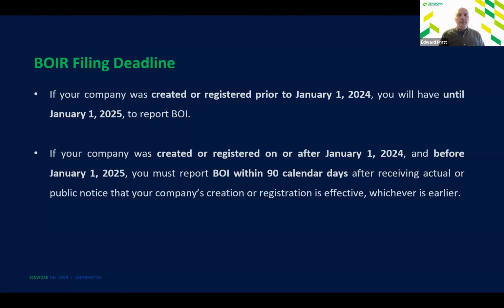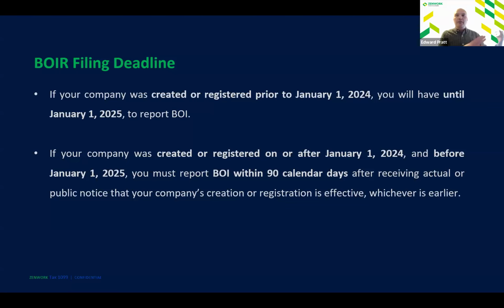So before January 1st, 2025, I need to report any business that was created and registered prior to January 1st of 2024. Going into this year, starting in January 1st of 2024, if I've registered a business this year, then I have 90 calendar days after getting the notification that it was effective to make that registration known. So a couple things can happen here.